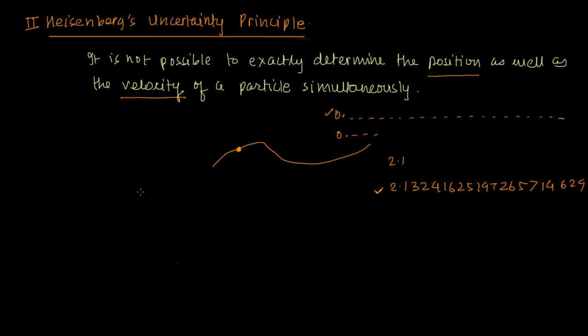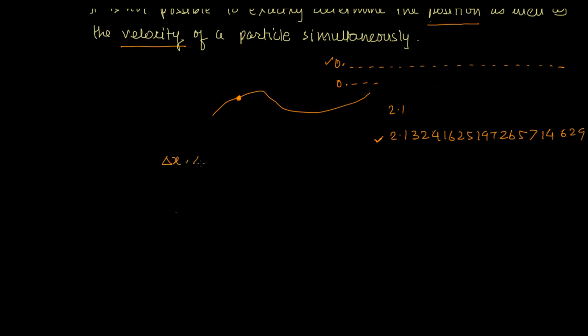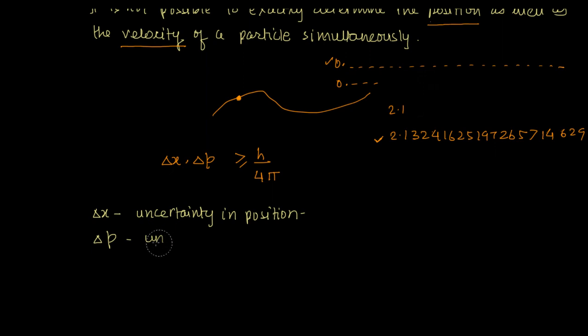So he actually said that your del x into del p has to be greater than or equal to h upon 4 pi, where delta x is the uncertainty in position, and delta p is the uncertainty in momentum.